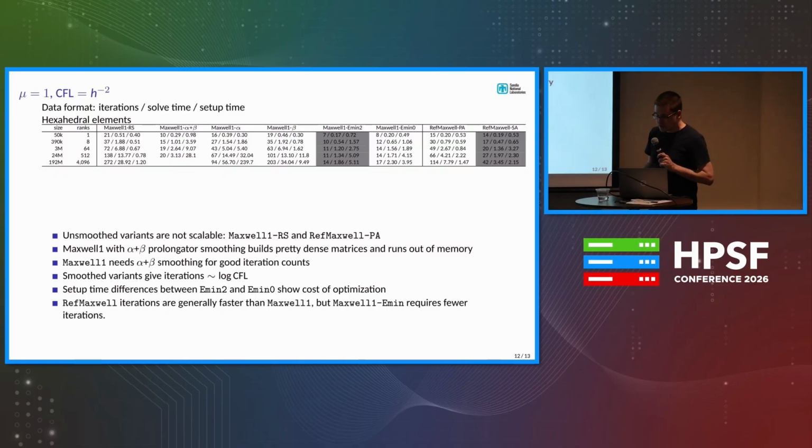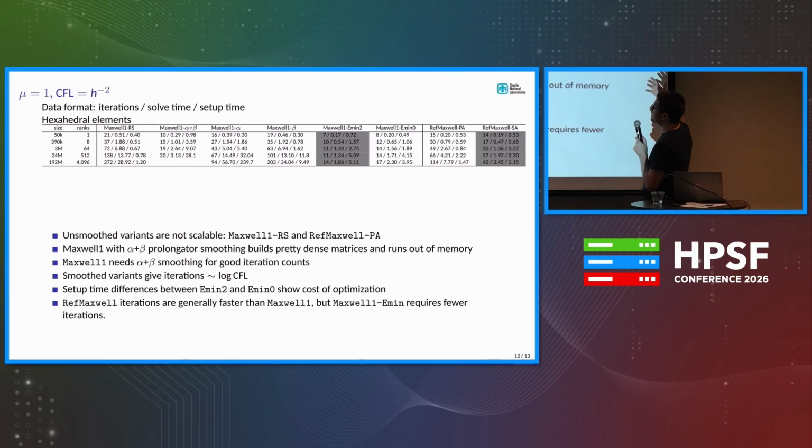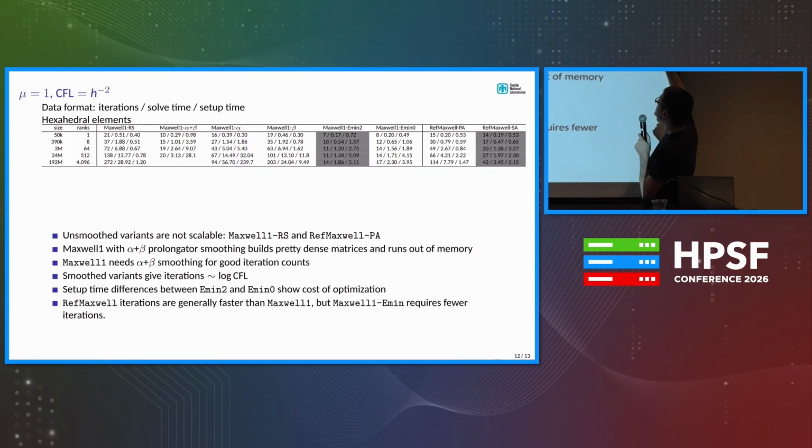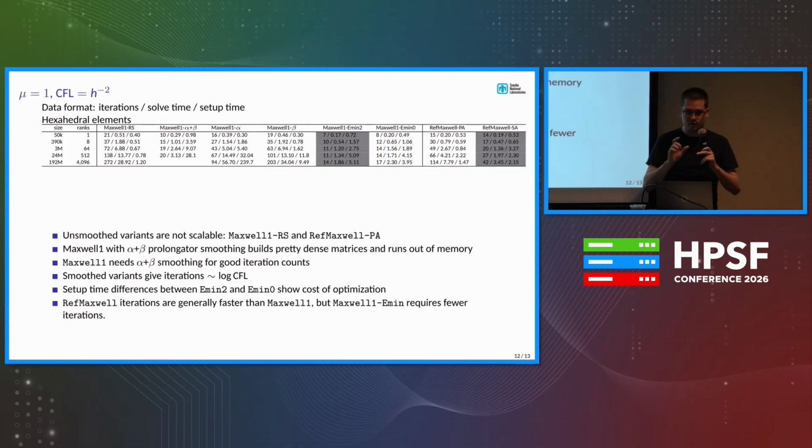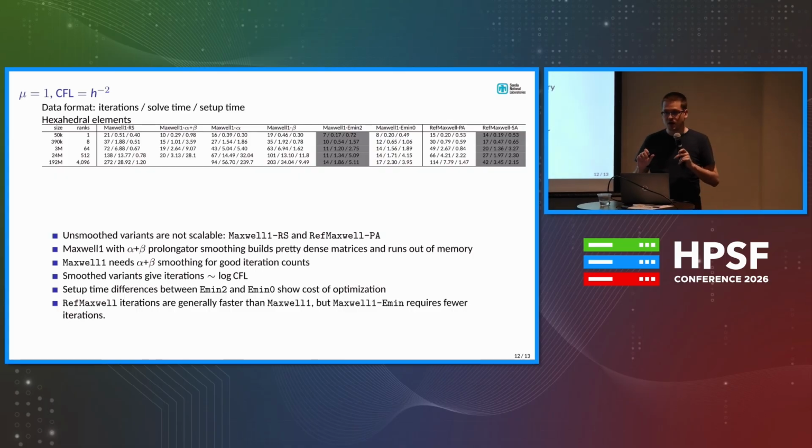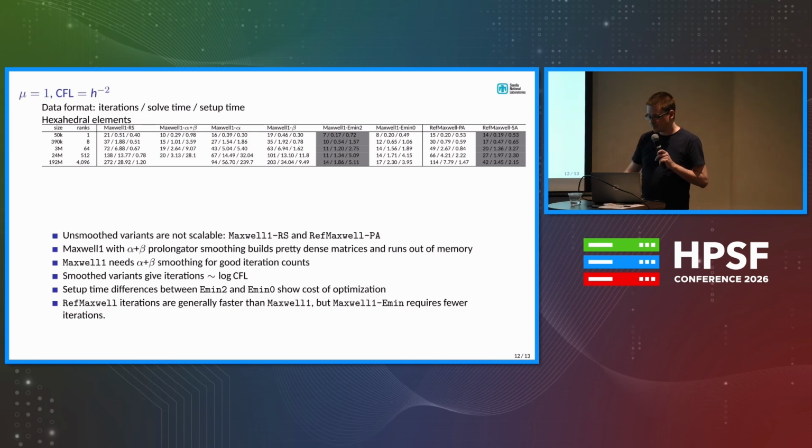Generally, this is like what I mentioned earlier. For RefMaxwell, we need to take more iterations, but the iterations tend to be faster. And that's the effect of overlapping these two hierarchies at the coarser levels.